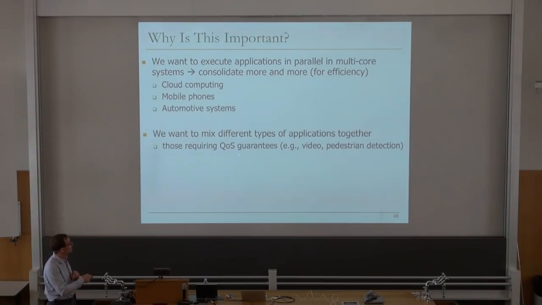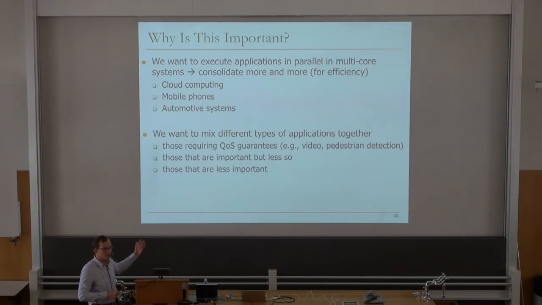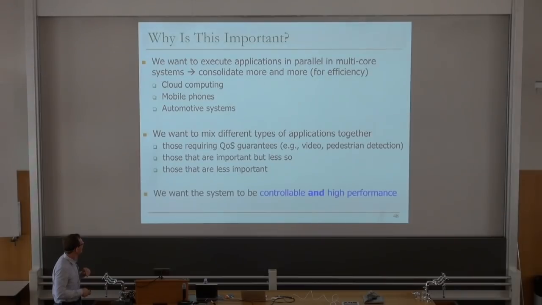Some of them will require quality of service guarantees: video, pedestrian detection. That could be very, very important in a self-driving car. Some of these machine learning algorithms that you need to learn quickly and then act quickly, those are actually quality of service critical. And there are others that are important but less so. And there are others that are not even important, right? Maybe you don't want to run your virus checker when you're trying to detect a pedestrian. And you don't want to miss that pedestrian, right, while you're driving. Okay, so basically, this is important because we want the system to be controllable and high performance at the same time.